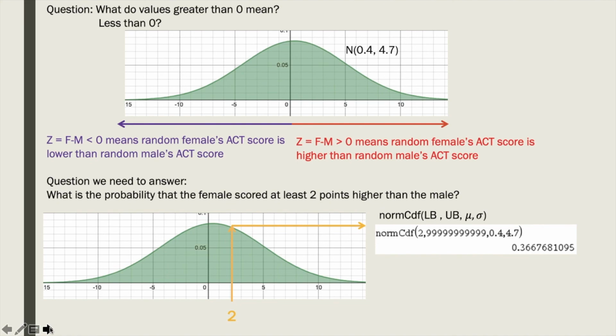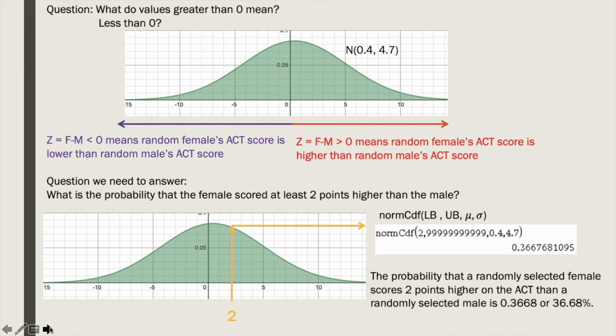And 0.4 and 4.7 are the values we got when we used the rules for combining two random variables. And I end up with an answer of 0.366, which makes sense because 2 is higher than the mean of 0.4. So I would have less than 50% in my probability, so 0.3667. So to interpret this, I would say the probability that a randomly selected female scores 2 points higher on the ACT than a randomly selected male is 0.3668, or about 36.68%.